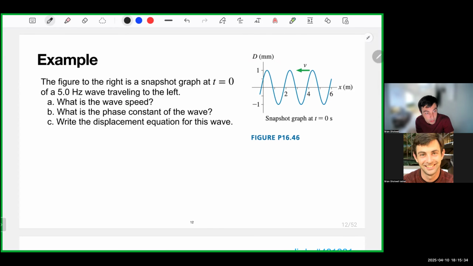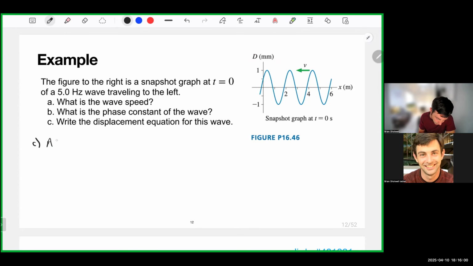Well, it depends on how we write the displacement equation for this wave. We can write it in terms of sine or cosine, so let's do both, actually. So this almost looks like a sine, right? I'm going to start off by saying, let's try C, assuming we're doing a sine wave.